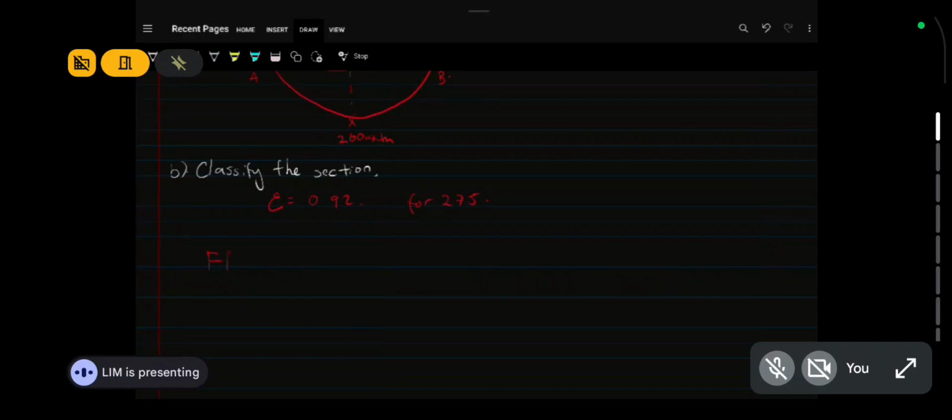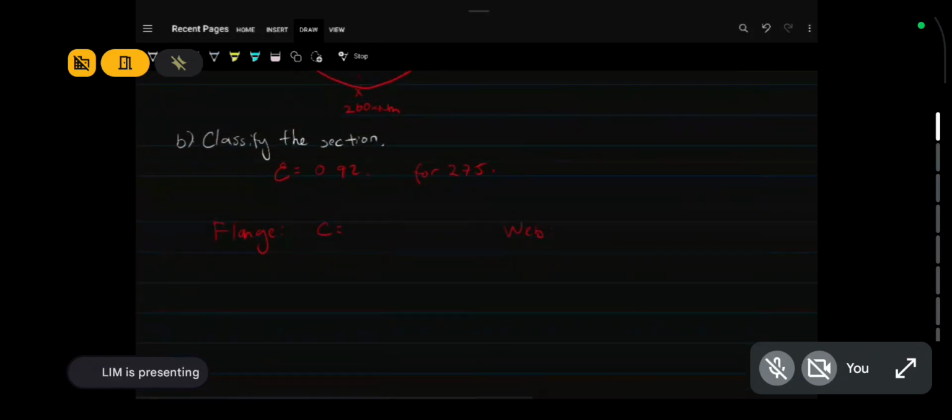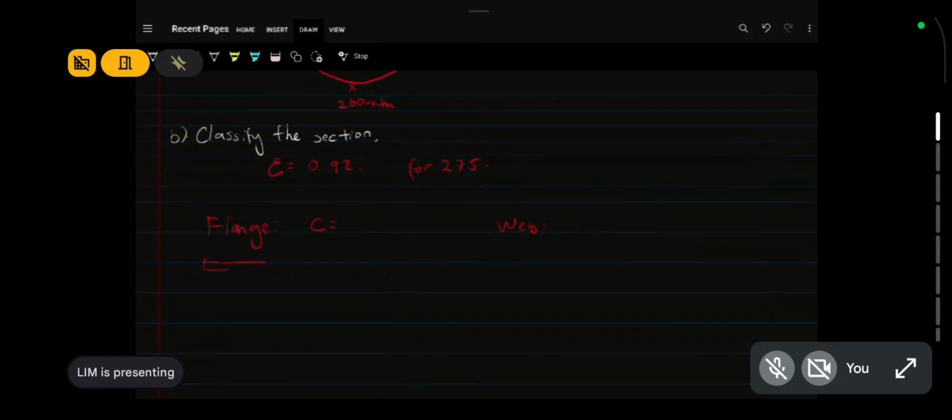So let's do the flange. When you classify the section, you separate it between the flange and the web. So we do the flange first. For the flange, what is C? Again, you go to your section table. It will tell you what the C is.